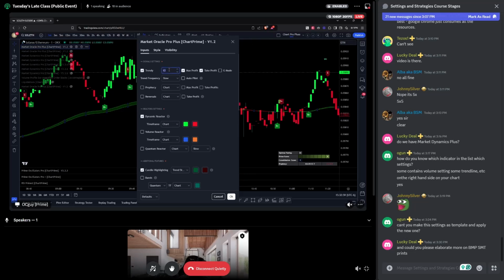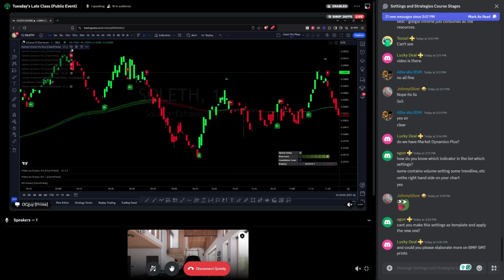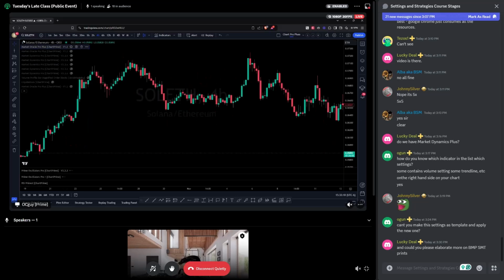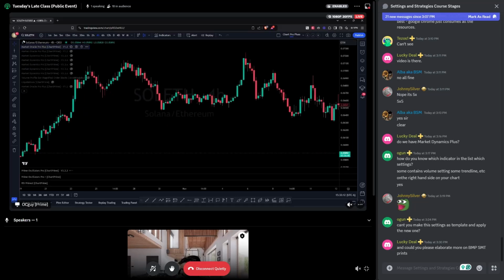Let's go back into 4.3. That's my preferred configuration, and I usually do it on the 4 hour. So let me read you guys through. Can you make these settings as template, apply the new one? What would you like that one, Ogun? To copy my settings?